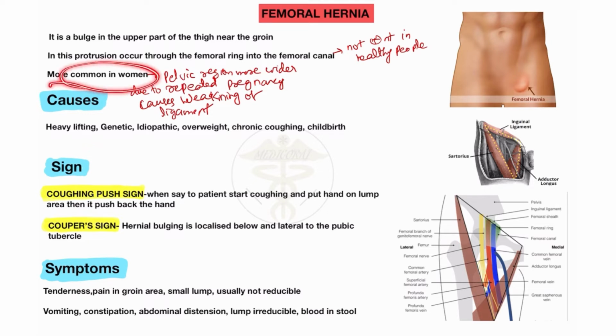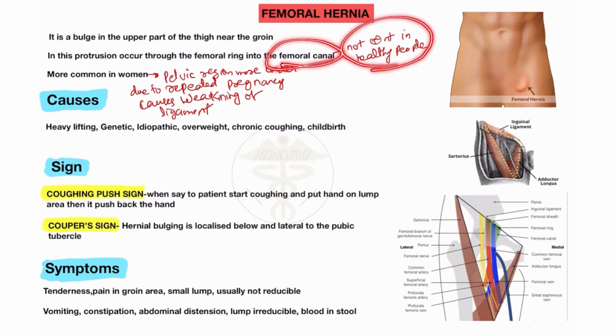So it is more common in women, approximately a 4:1 ratio. Please learn this, femoral hernia is more common in women. Why? Because the pelvic region is wider, and due to repeated pregnancy in the female there is weakening of the ligament. So it is more common in women, and the femoral canal only forms in case of a femoral hernia, not present in normal people.